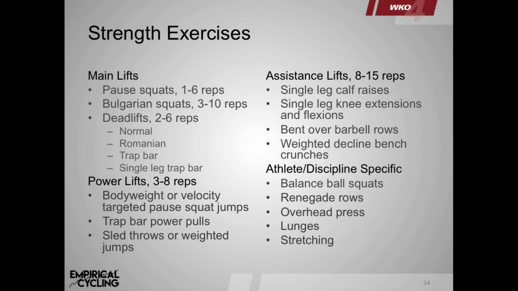They remove the lower back from the equation, and the lower back is an area of particular weakness for a lot of cyclists. So I'm conscious of not hurting anybody's lower back too much. In terms of power lifts, 3 to 8 reps. Don't want to do too many of these at a time. Body weight or velocity targeted pause jump squats. Trap bar power pulls, which is just putting a light weight on the trap bar, locking out your arms and jumping, and sled throws or weighted jumps.